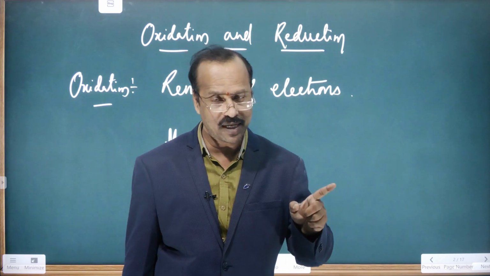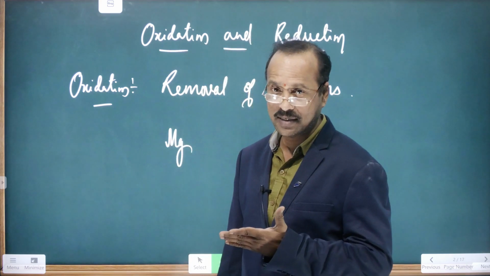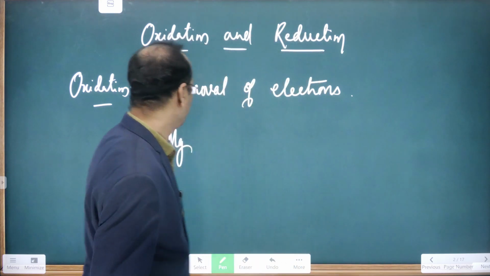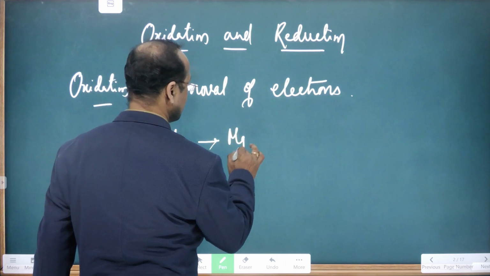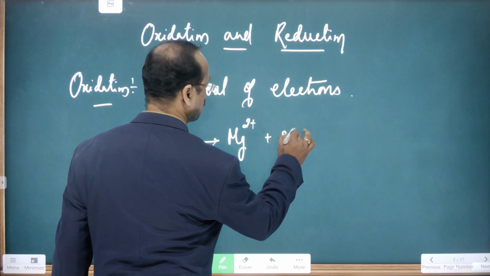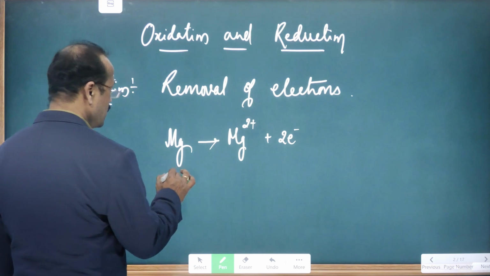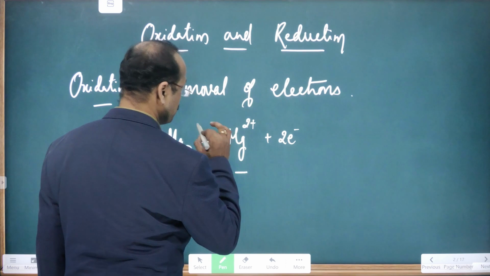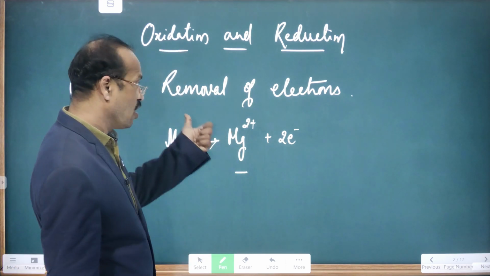Neon, atomic number 10, but magnesium's atomic number is 12. So to attain the nearest inert gas configuration, what happens? It loses 2 electrons. This we have already studied, right? When it loses 2 electrons, it becomes plus 2. So here magnesium is losing 2 electrons to become a positively charged ion. So this is known as oxidation.